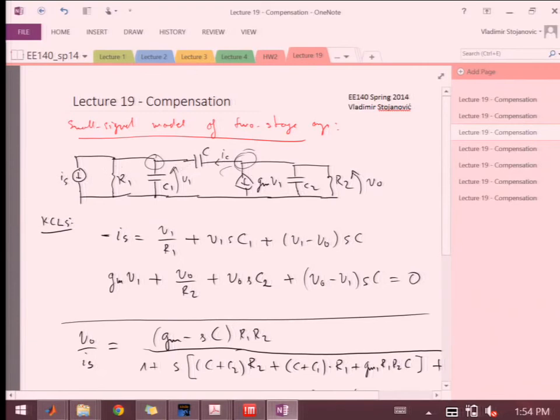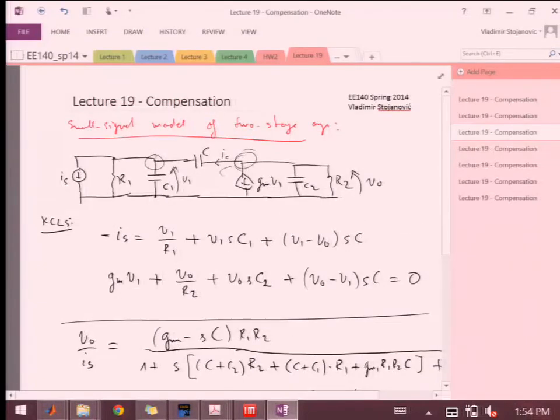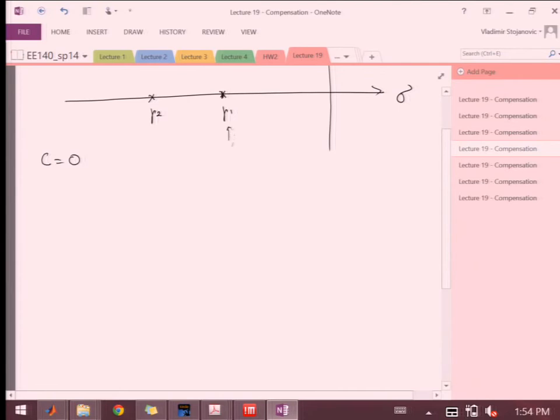What does C2 see? Independent sources are off. This is 0. There's no current source here. So C2 sees only R2. So if C equals 0, then pole 1 is going to be minus 1 over R1C1, and pole 2 will be minus 1 over R2C2. Those would be my approximately original locations, right?